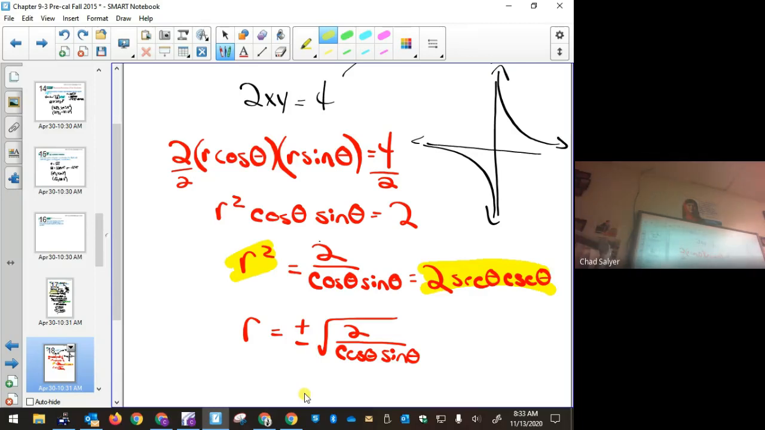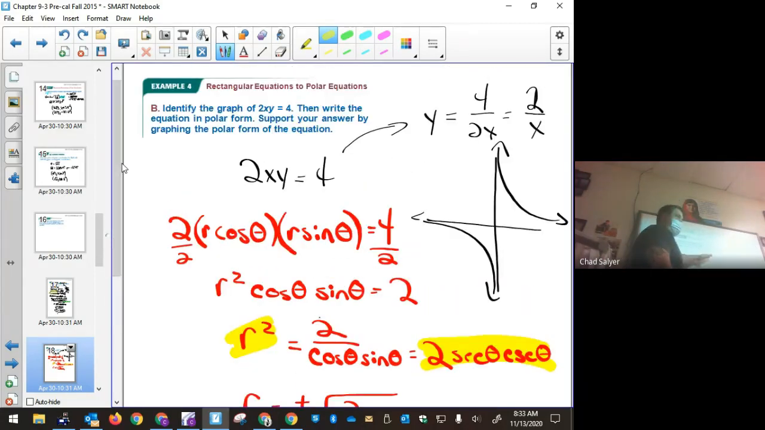All right, questions about any of that? So an important thing to remember, don't get lost in the detail here. This first step is always going to be the same for any equation. You just plug this in for x, this in for y. Then you start doing some algebra. You might have to get creative. You might have to pull out an identity. Might not. But this step will always be present.